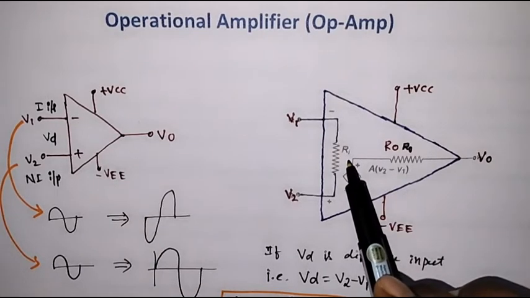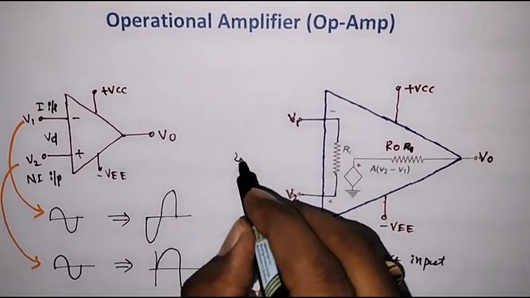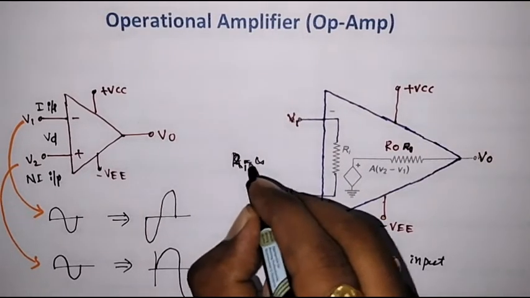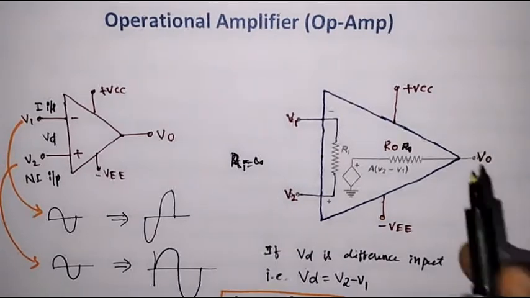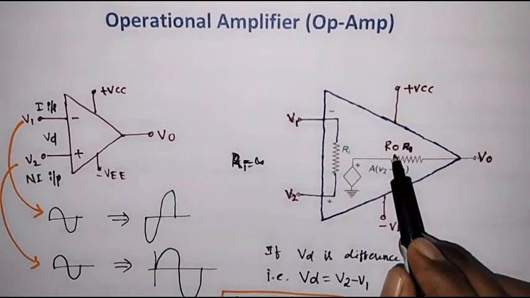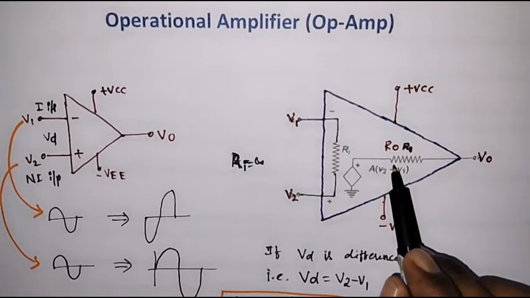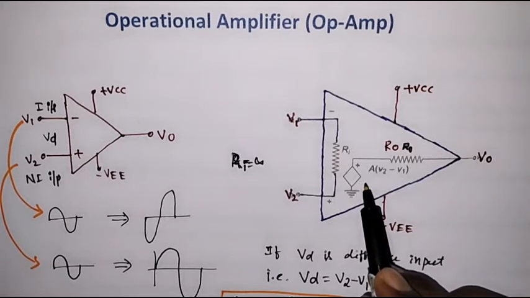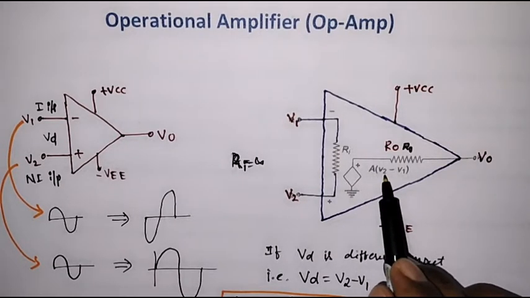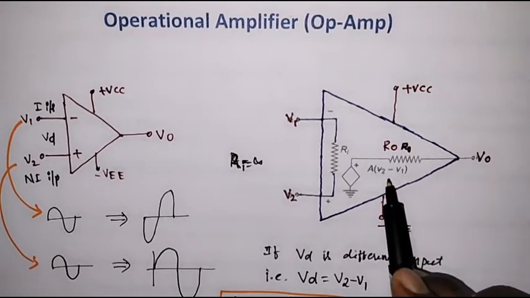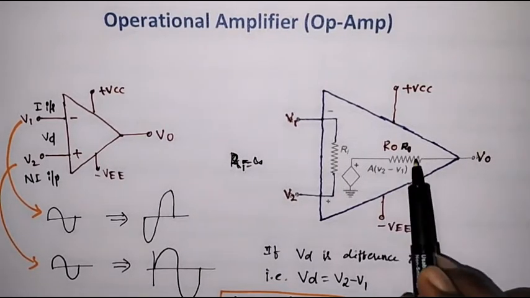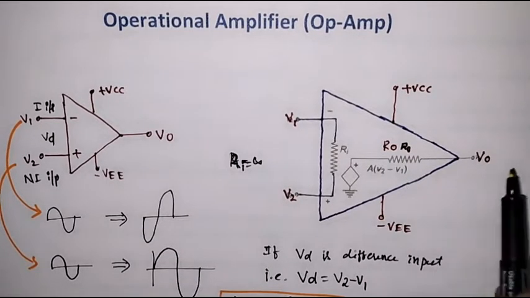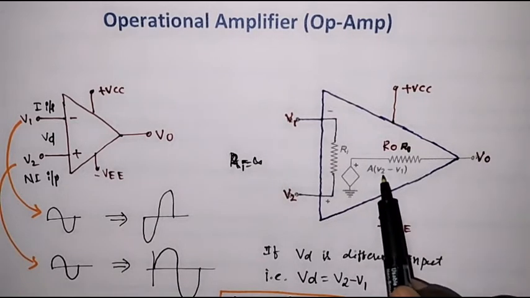For ideal op-amp, the input resistance value, that is Ri, will be infinity. It means that the value of Ri or input resistance is very high. Here we can observe the output resistance Ro, which is connected in series with the output voltage, and we have a dependent voltage source here. The value of this voltage source is A into V2 minus V1. So here we can observe that if Ro value is less, then we can get Vo is equal to A into V2 minus V1.